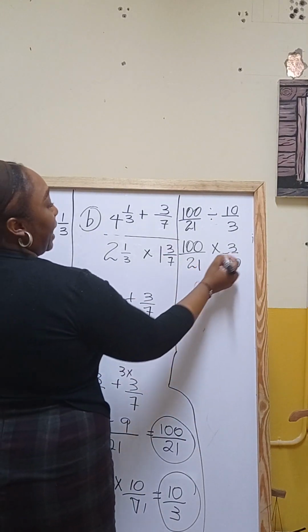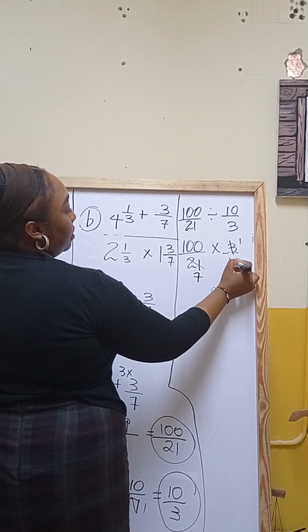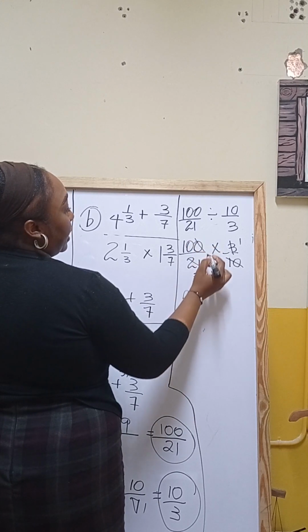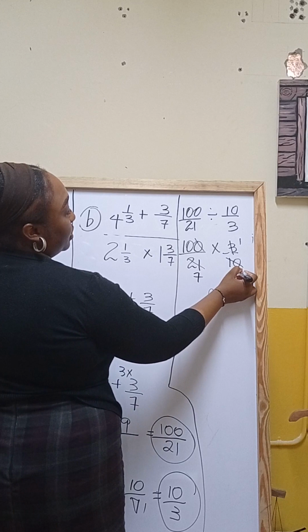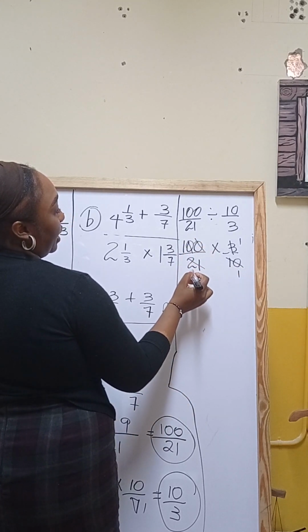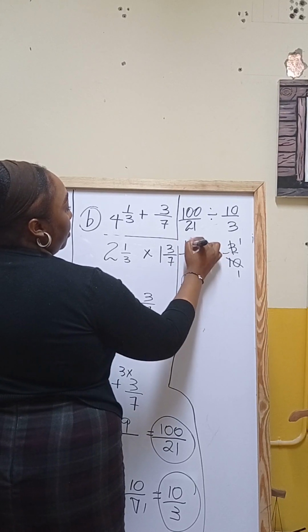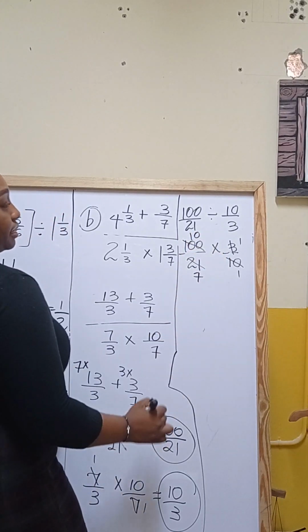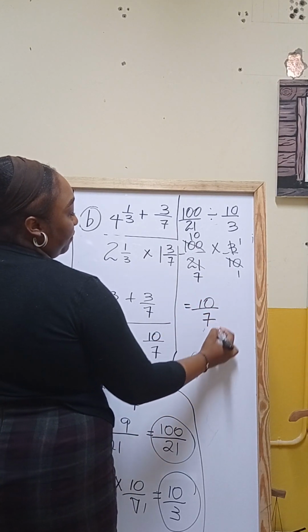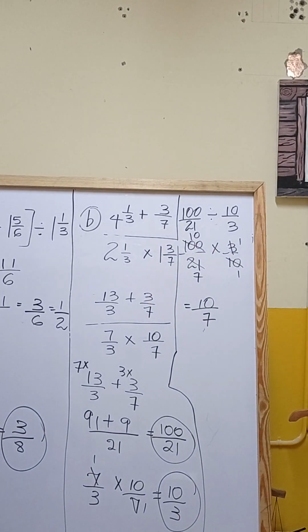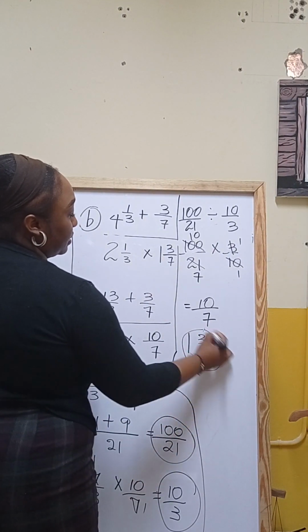Alright, so 3 can go into 21 7 times. Alright, 10 can go into 100 10 times. So 10 into itself is 1, 10 into 100 is 10. So the final answer for this would be 10 over 7, which we could write as 1 and 3 over 7 as a mixed fraction.